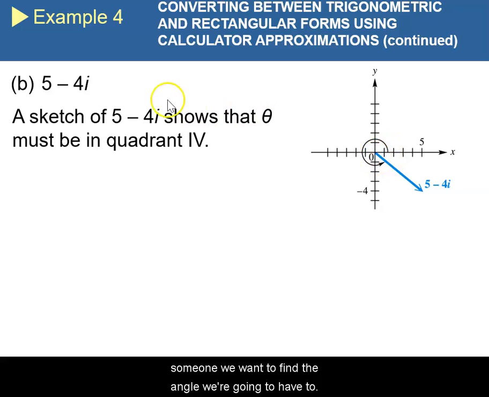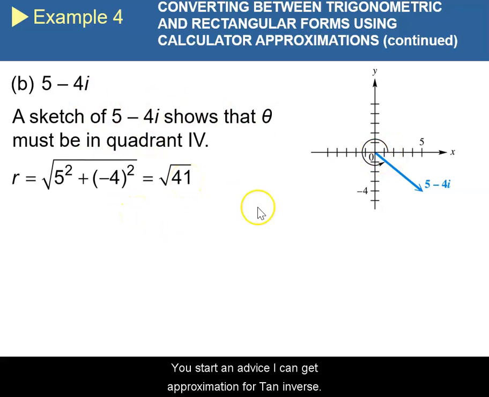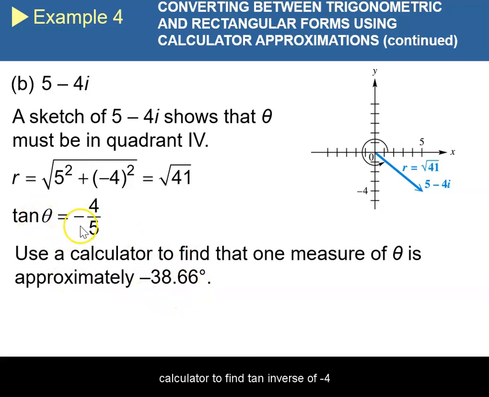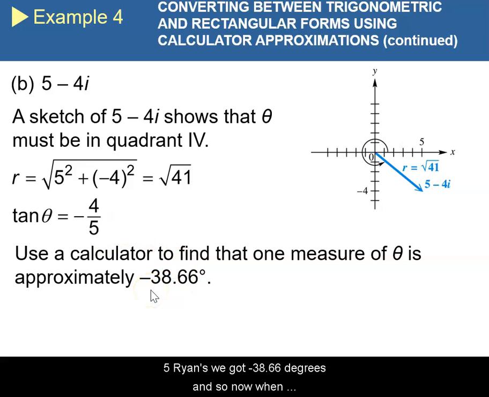So when we want to find the angle, we're going to have to use our tan inverse, and we can get an approximation for tan inverse, okay? Because we're not going to find a nice degree here, so we'll use our calculator to find tan inverse of negative 4 over 5, right? So we got negative 38.66 degrees. And so now when we write this, we can write this as root 41 times cosine of negative 38.66, or its reference angle, really.